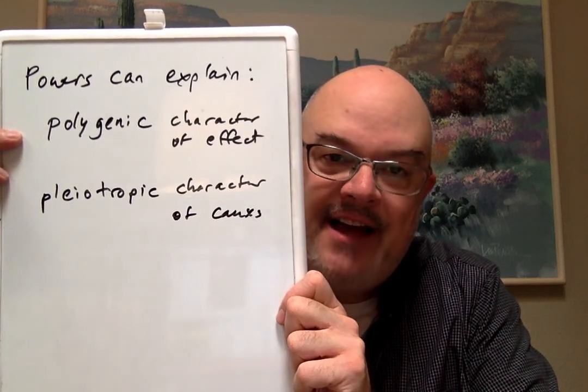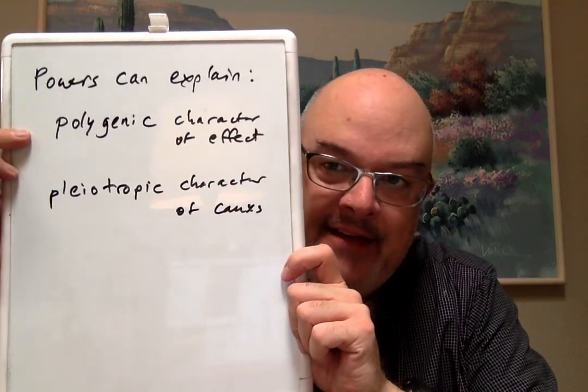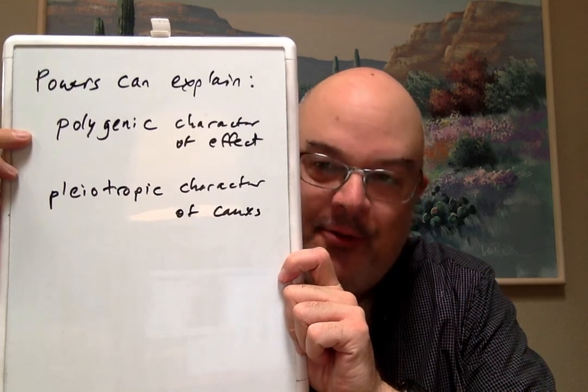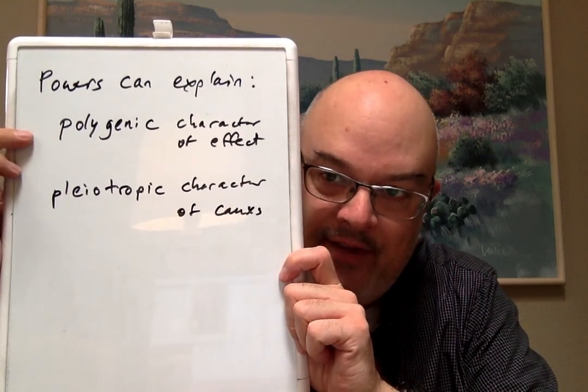And so Powers can explain what he calls the polygenic character of effects and the pleiotropic character of causes. So this refers to the fact that effects arise from many causes acting in tandem. So the light pole is knocked down in one instance because it was hit three times before, and then this fourth time, it's weakened enough that it goes down. So it wasn't just the car in that instance that caused it to knock down, strictly speaking, but there are a number of things, right?